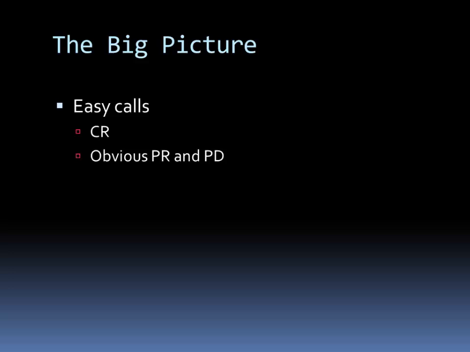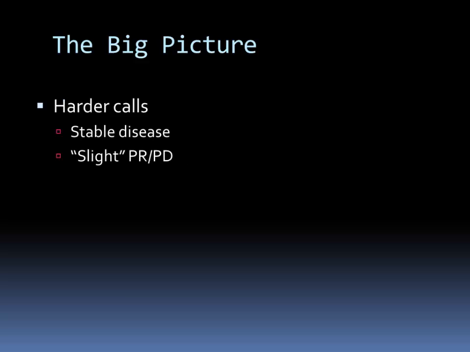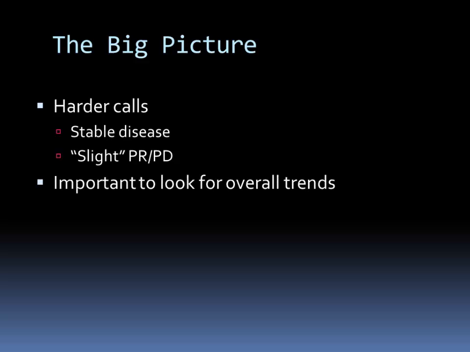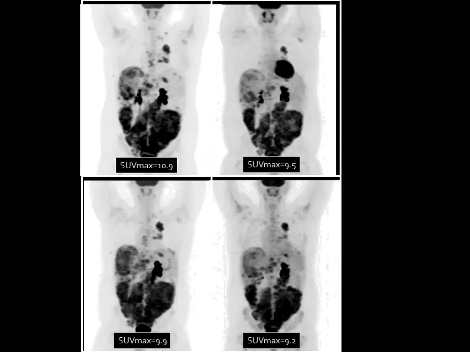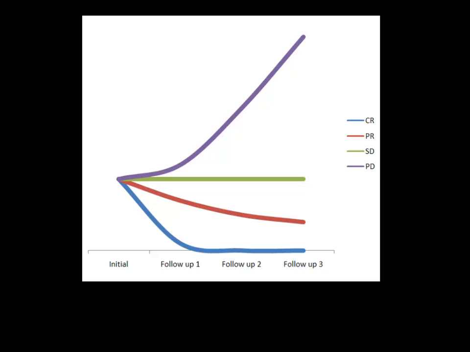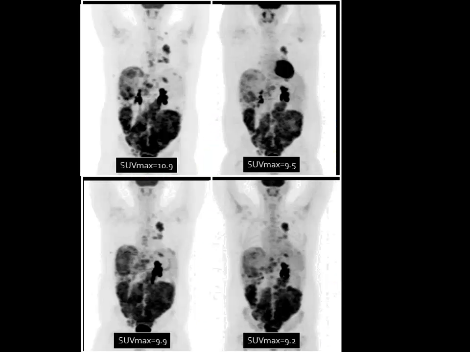Disease has gone away. When there's progression of disease, that's an easy call as well. We can see new sites of disease developing, existing sites getting bigger and brighter. The more challenging cases are where there's stable disease or either slight positive response or slight progression. And again, looking at overall trends can be helpful. So going back to our graph of response, we can see that here are the 4 categories. But it's not always this clear.